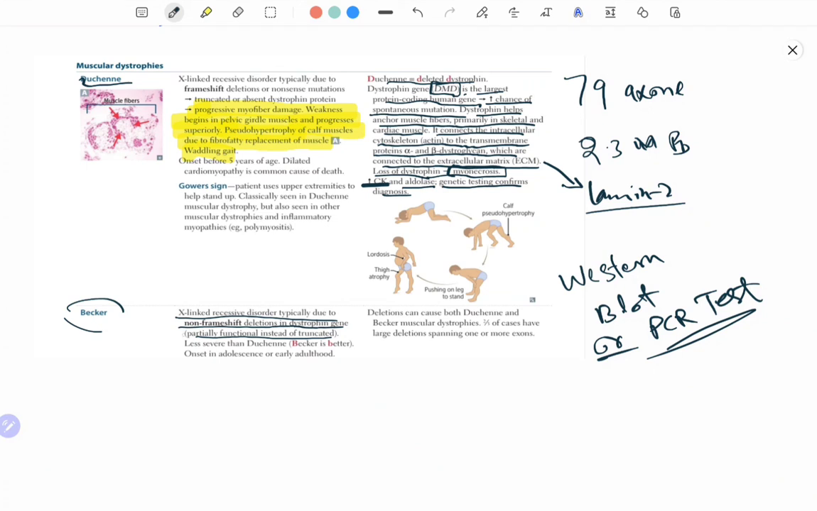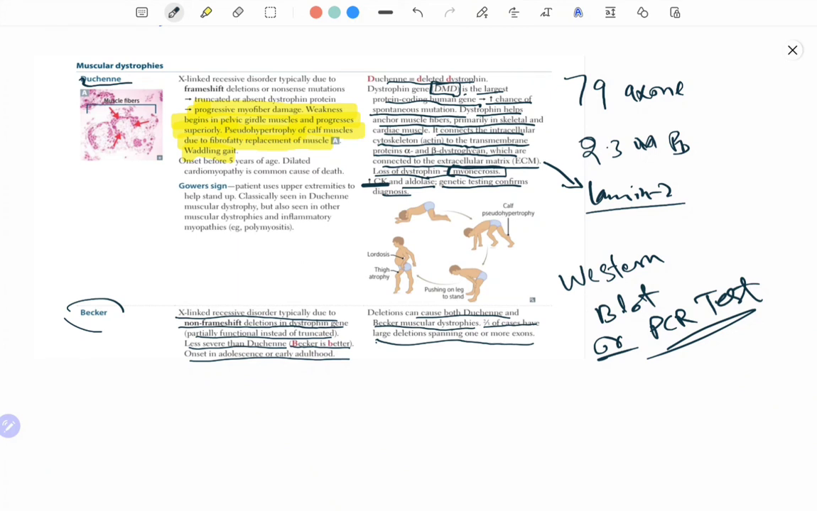Becker dystrophy is better than Duchenne dystrophy, less severe than Duchenne. Onset is in adolescence or early adulthood, meaning its onset occurs later in life, and deletions can cause both Duchenne or Becker muscular dystrophies. One third of the cases have large deletions spanning one or more exons.